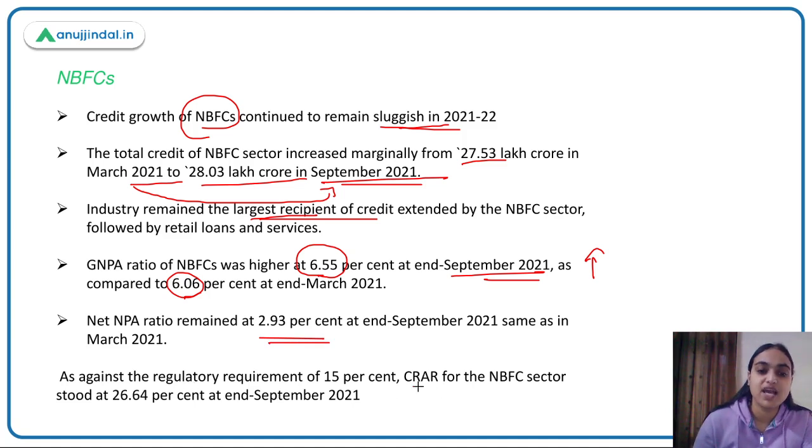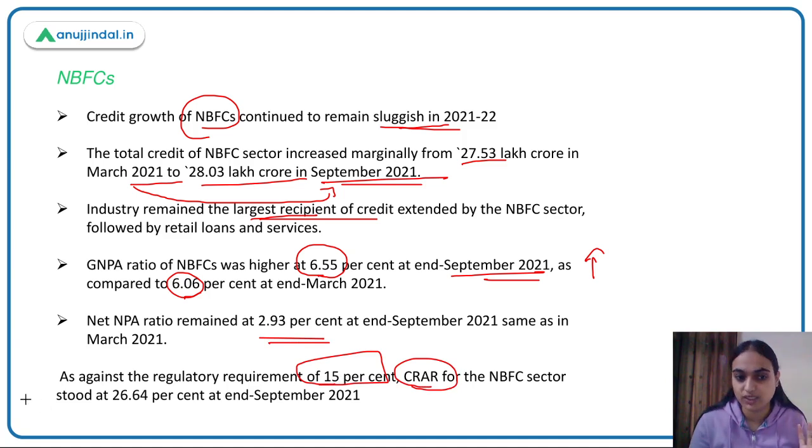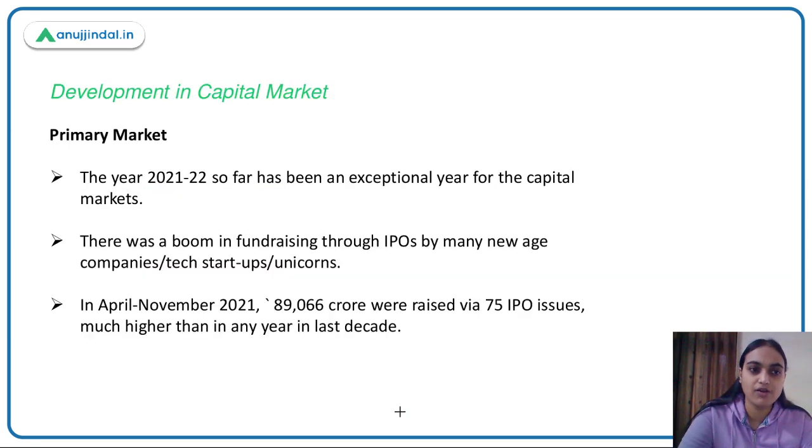And the CRAR requirement for NBFCs is 15%. But they have maintained a good CRAR at 26.64%. Requirement ke mukable September end tak NBFC kaafi achhi capital maintain kar raha hai against their risky assets. Alright, so this was about the NBFC sector.